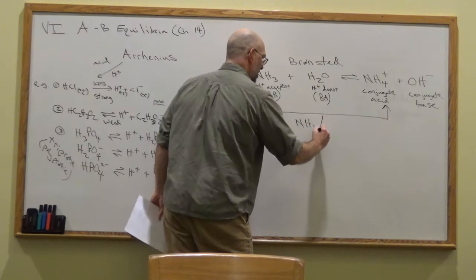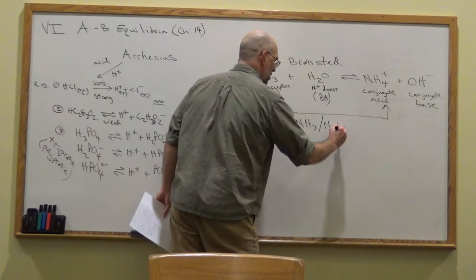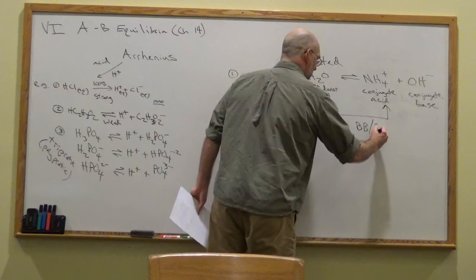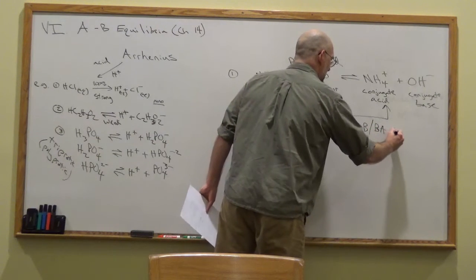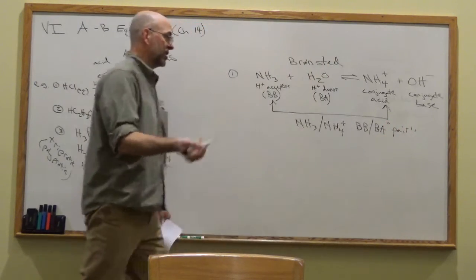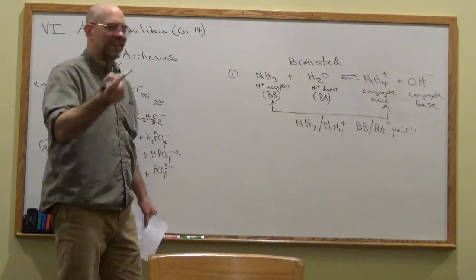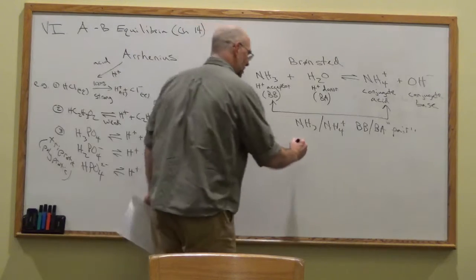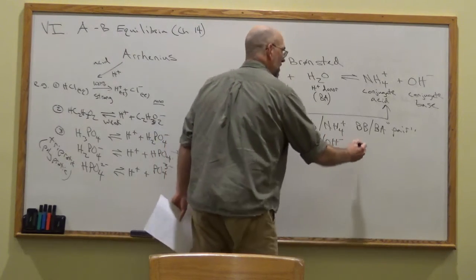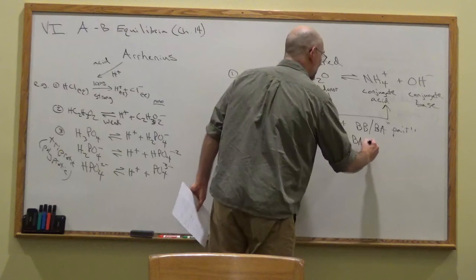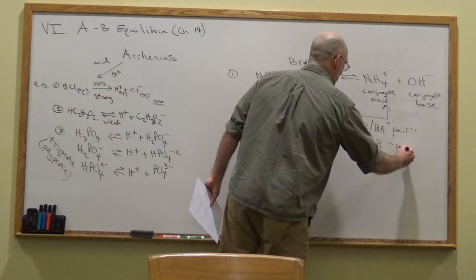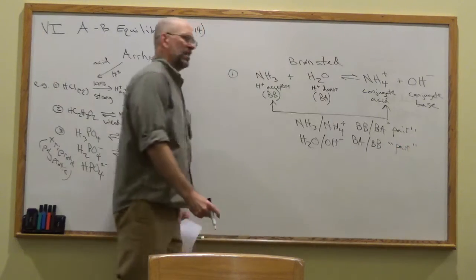So NH3 and NH4 plus is a Bronsted base, Bronsted acid pair. Sometimes called conjugate acid-base pairs or base-acid pairs. It doesn't really matter which way you do it. Then water and OH minus is a Bronsted acid, Bronsted base pair. See how that works?